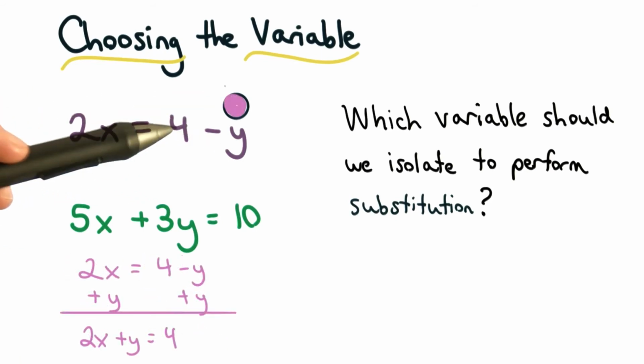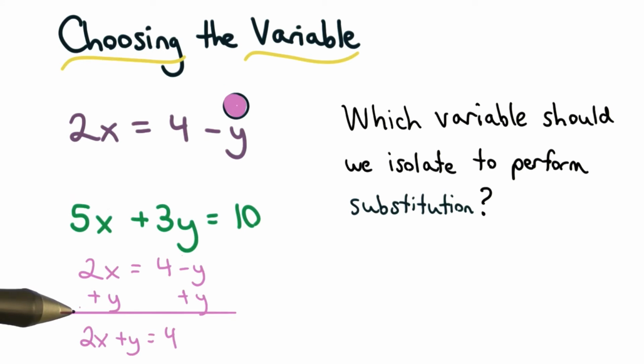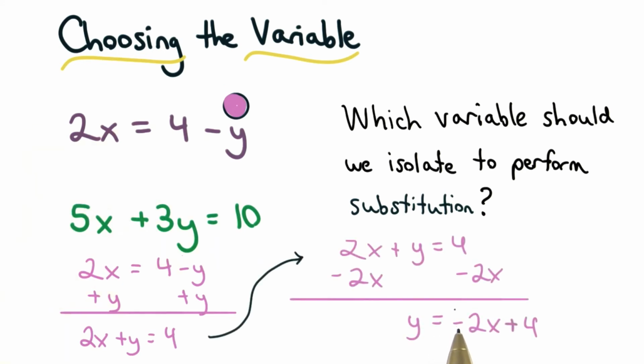If I try and solve for y, I could add y to both sides. Then, rewriting my problem up here, I could subtract 2x from both sides, and I would get y is equal to negative 2x plus 4. Because I have integer coefficients like negative 2 and 4, it's easier to work with this in a substitution.